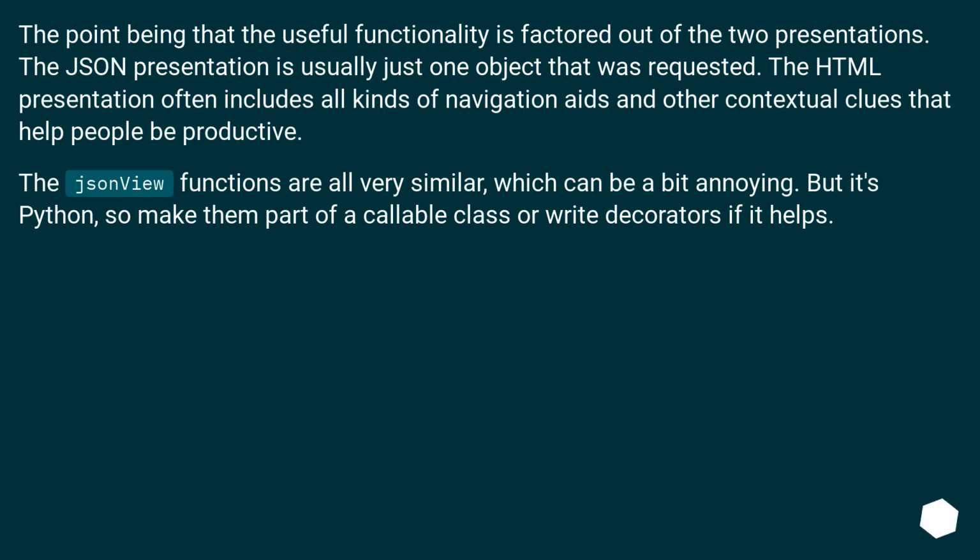The JSON presentation is usually just one object that was requested. The HTML presentation often includes all kinds of navigation aids and other contextual clues that help people be productive. The JSON view functions are all very similar, which can be a bit annoying. But it's Python, so make them part of a callable class or write decorators if it helps.